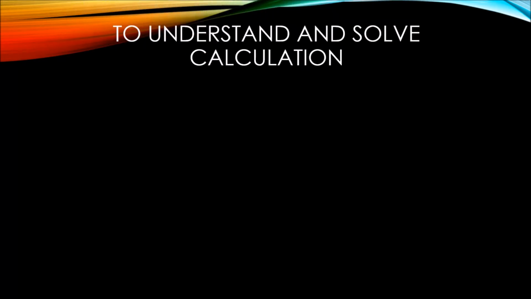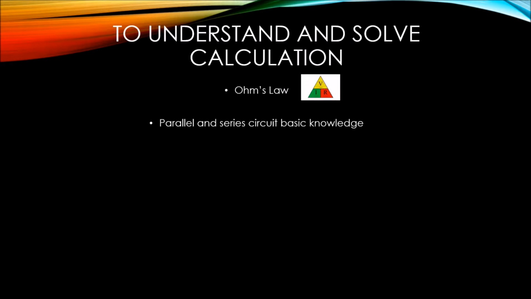Second objective is to understand and solve the calculation. There are many methods to solve the calculation. One of them is Ohm's law, which is V equal to IR. And we also need to know the basic knowledge of parallel and series circuit for the calculation. We also need to calculate the power triangle, which consists of complex power, apparent power, and real power.